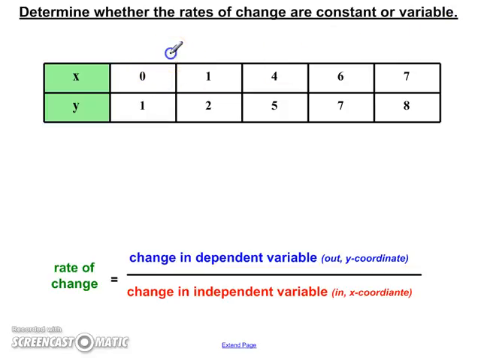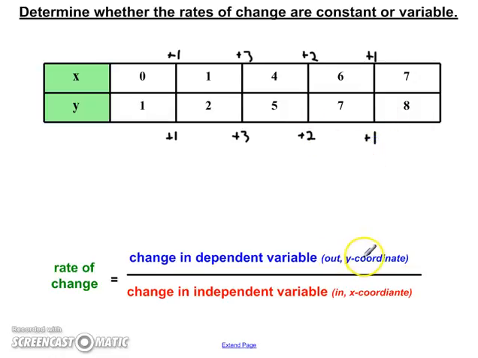Again, my change from 0 to 1 is plus 1. From 1 to 4 is plus 3. From 4 to 6 is plus 2. From 6 to 7 is plus 1. For the x's, from 1 to 2 is plus 1. 2 to 5 is plus 3. 5 to 7 is plus 2. 7 to 8 is plus 1.